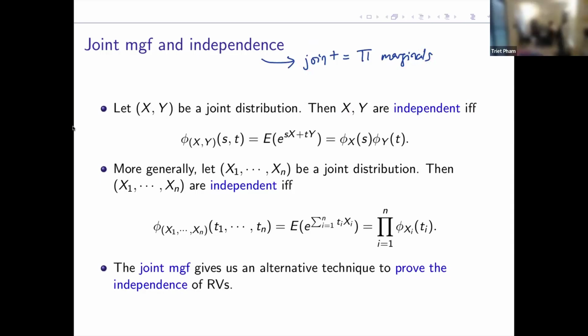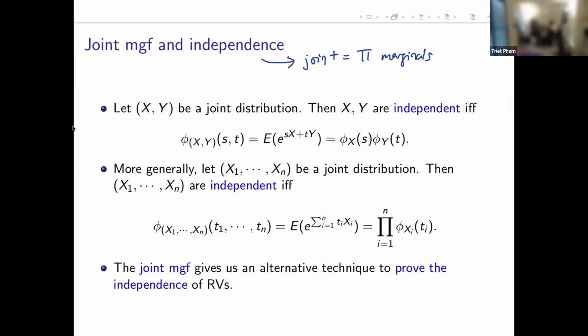Using the joint MGF, the joint moment function, gives you an alternative by saying that the joint moment function is a product of the individual moment functions. Now, is this easier or harder? It depends on the case you have. So it gives you another way to do it. That's all there is.